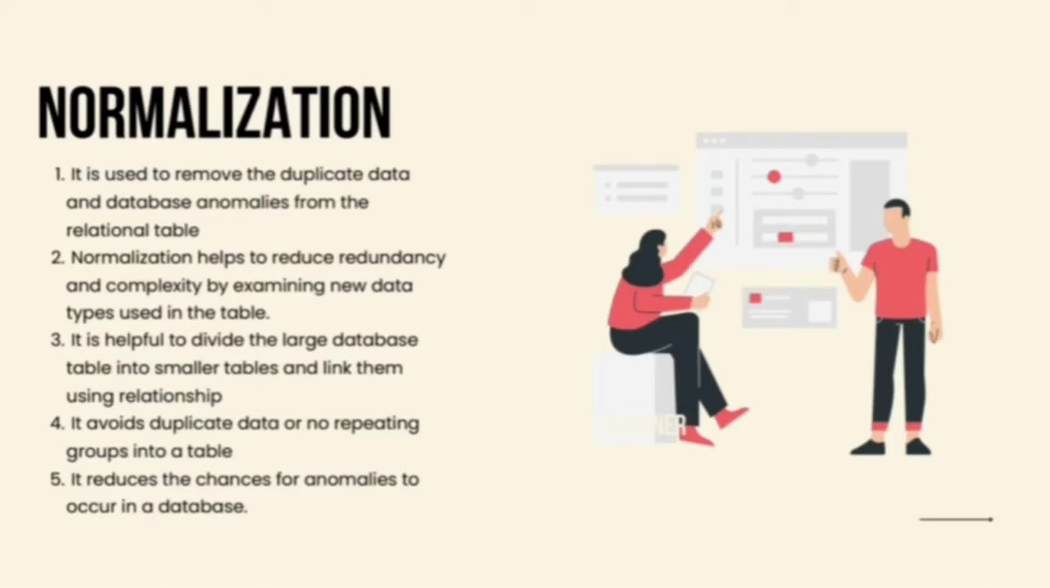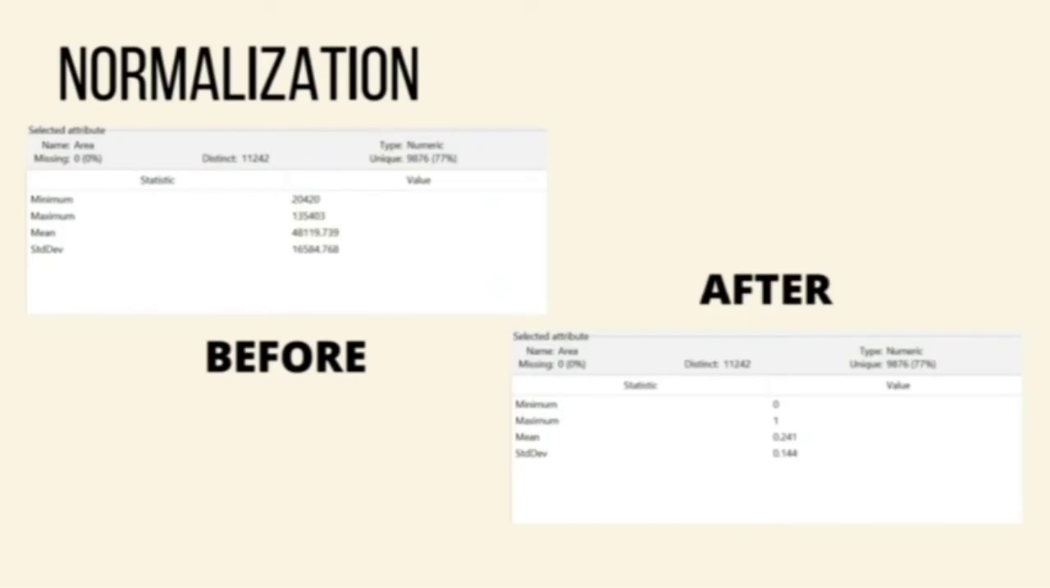It is helpful to divide a large database table into smaller tables and link them using relationships. It avoids duplicate data or repeating groups in a table. It reduces the chance for anomalies to occur in a database. From here, we can see data before normalization and after normalization.